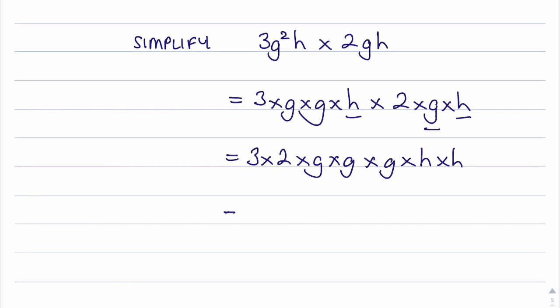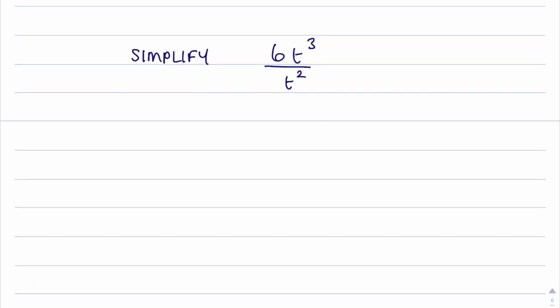And then we can simplify that. 3 multiplied by the 2 is 6. Then we've got 3 g's here, so that's g cubed. And we've got the 2 h's, so that's h squared. We now move on to look at some division, and basically it's the same process.